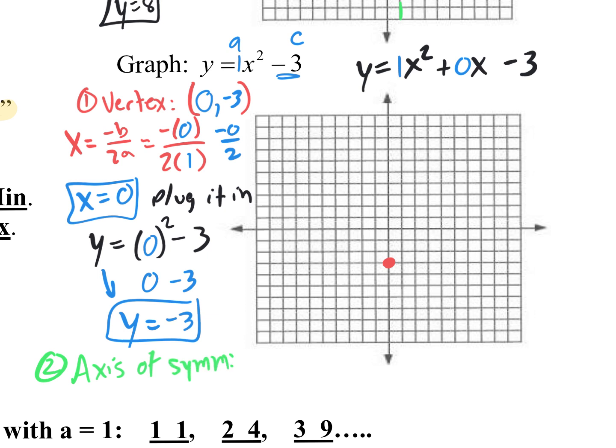Now, it's easy to draw, but in addition to drawing, I will also want you to write the equation that produces the vertical line that passes through the vertex, and that will always be simply x equals the x value of your vertex. What's the x value of our vertex? 0, right? So we're going to put that 0 right there. There's my axis of symmetry equation, x equals 0, right?